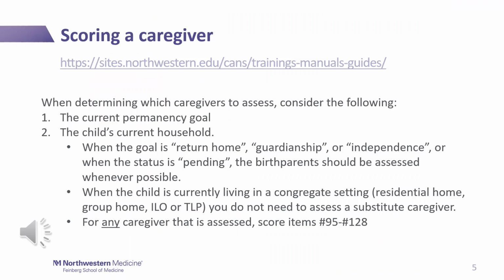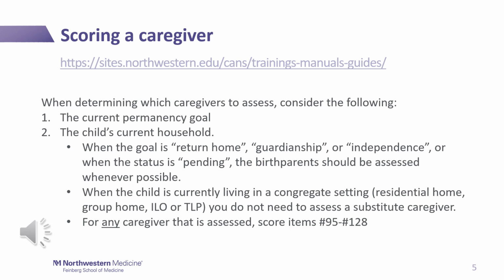To determine which caregivers should be assessed, consider the following: the current permanency goal, the child's current household. So within that household, when the goal is return home, guardianship, or independence, or when the status is pending, the birth parent should be assessed whenever possible.